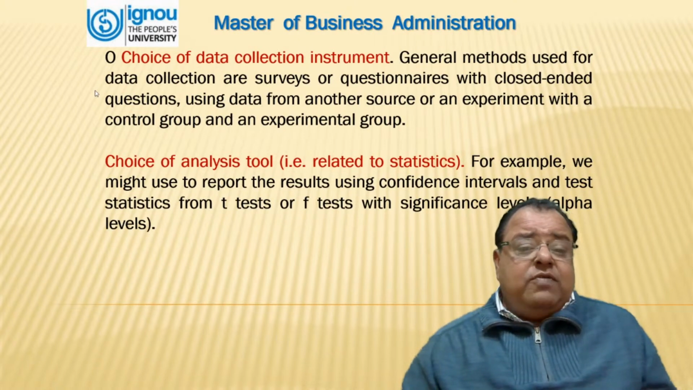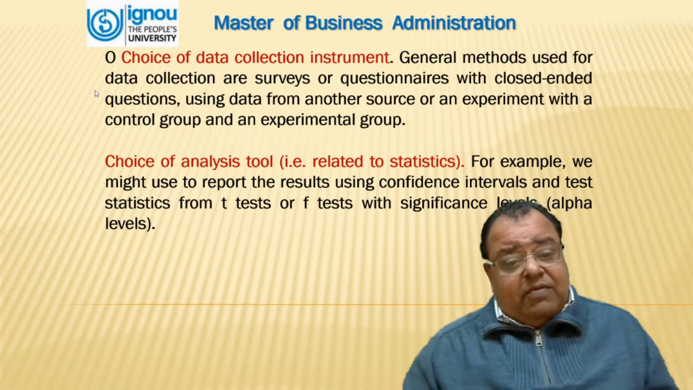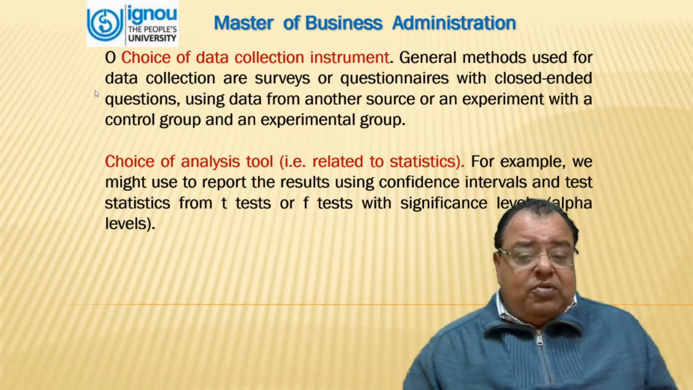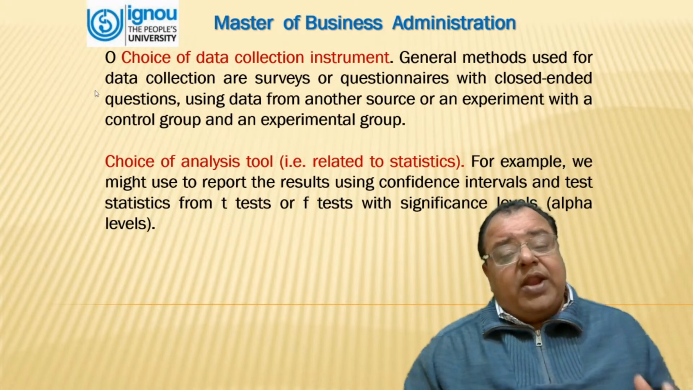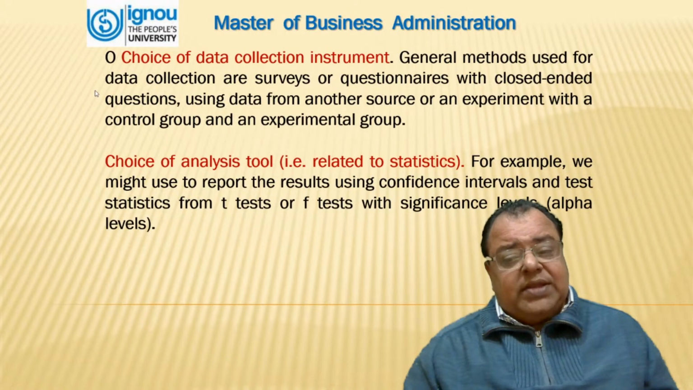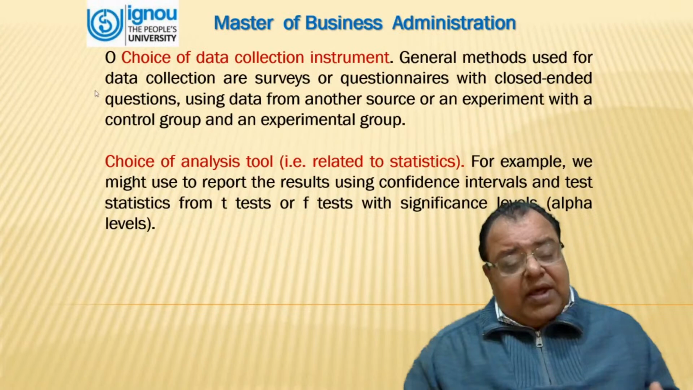Then comes the choice of the analysis tool, which is related to statistics. For example, we might report the results using confidence intervals and test statistics from a t-test or f-test with significance levels alpha, beta, gamma, delta. Basic research methods.